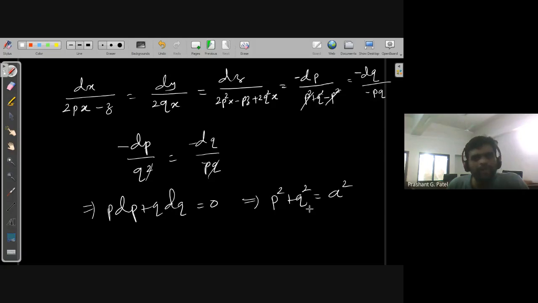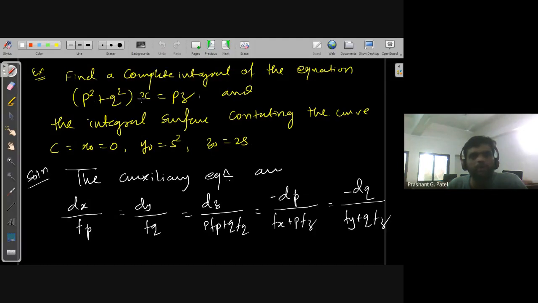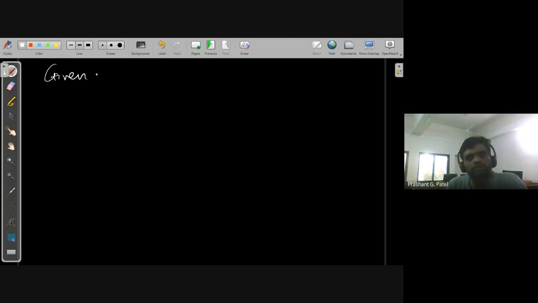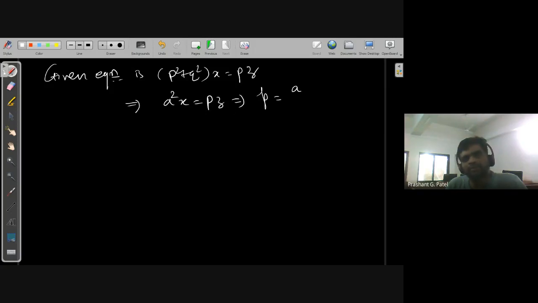Our ultimate goal is to obtain the values of p and q in terms of x, y, z, and then substitute them in the Pfaffian equation. P square plus q square is a square, and the given equation is p square plus q square into x equals pz. So now the given equation is p square plus q square into x is equal to pz. This implies a square x is equal to pz, which implies p is equal to a square x upon z.